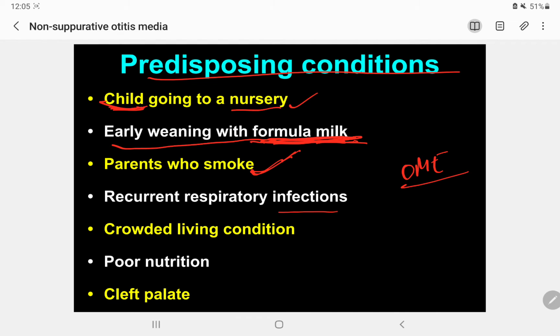And then recurrent respiratory tract infection, right, URTI or RTI, it's very recurrent, right? And then crowded living condition, okay. Another one is poor nutrition, and then the cleft palate, palatal abnormality.